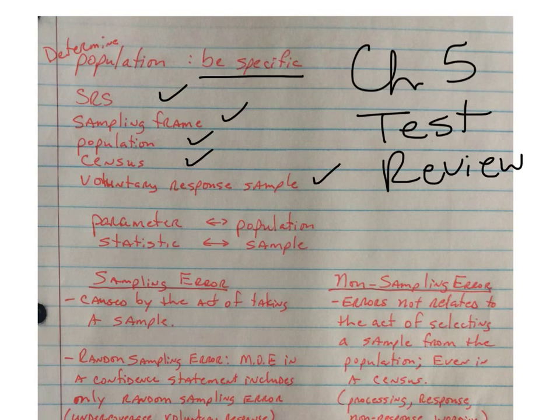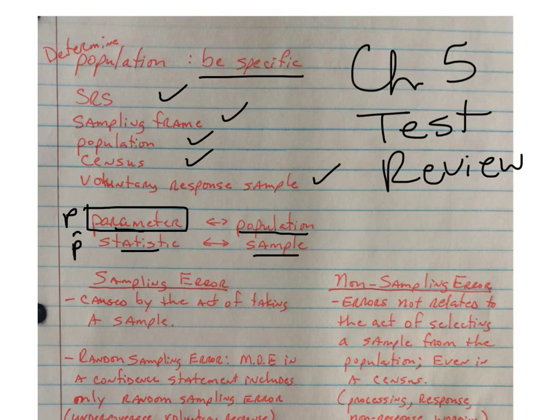Parameter versus population. Remember, parameter is to population as statistic is to sample. So if you see something that starts talking about the entire population or census, then more than likely I'm talking about the parameter. Or if I say something about a parameter, then you know more than likely that I'm talking about the population. Just a little side note, remember, you will never truly know what the true population parameter is unless you've taken a census. Then remember, statistic, that is your p-hat. So parameter is p, statistic is p-hat, and that is generated from your sample.